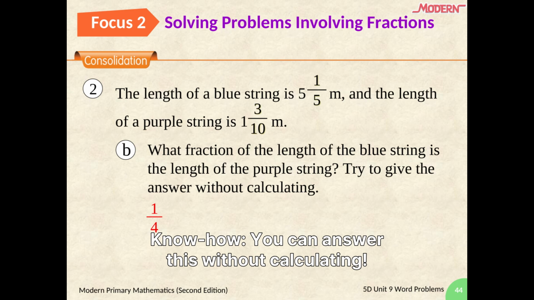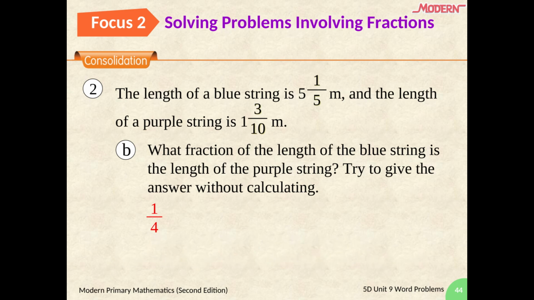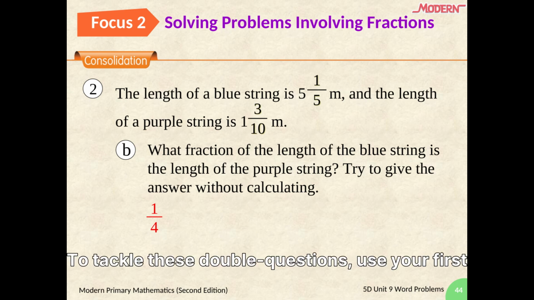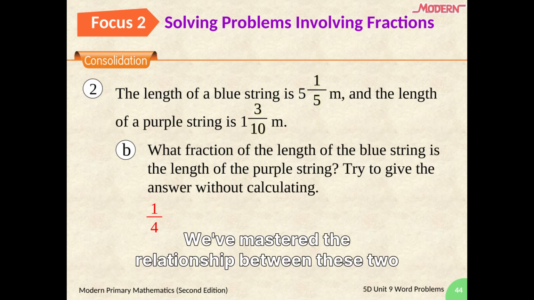It's a symmetry that makes math so predictable and fun. Know how? You can answer this without calculating. Just take your previous result, 4, and flip it to get 1/4. It's a major time saver. To tackle these double questions, use your first answer to predict the second. It's the best way to double-check your own work. The final fraction is 1/4. We've mastered the relationship between these two strings.